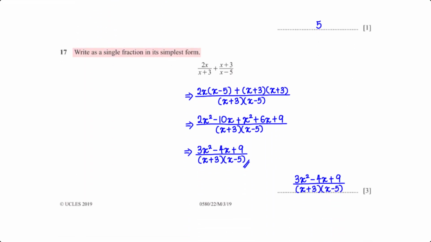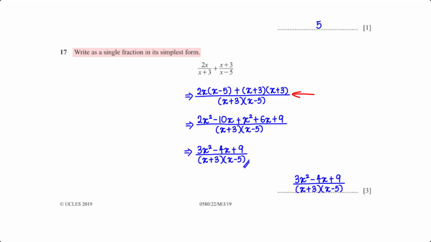Write as a single fraction in its simplest form, 2x over x plus 3 plus x plus 3 over x minus 5. We get the LCM by multiplying the denominators. For 2x over x plus 3, since we multiply the denominator by x minus 5 to get the LCM, we also multiply 2x by x minus 5. For x plus 3 over x minus 5, since we multiply the denominator by x plus 3 to get the LCM, we also need to multiply x plus 3 by x plus 3.